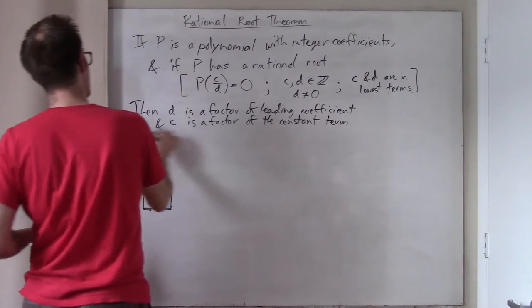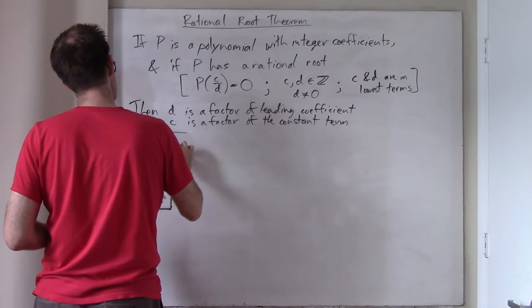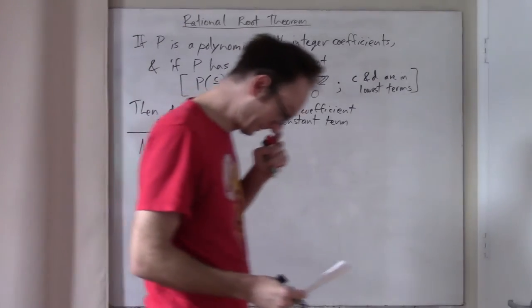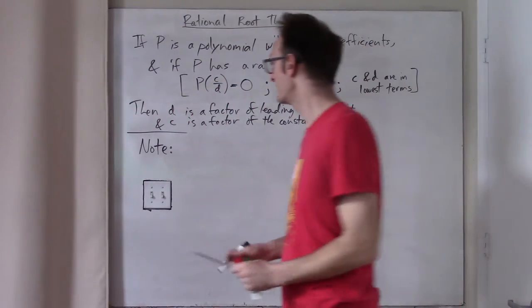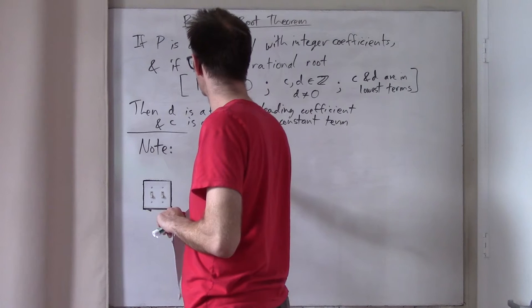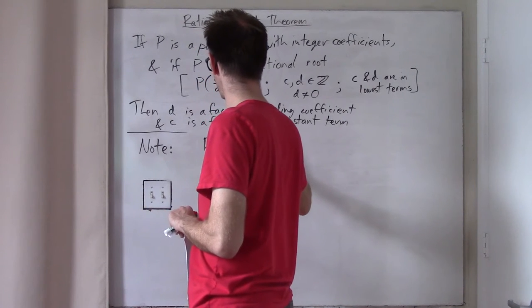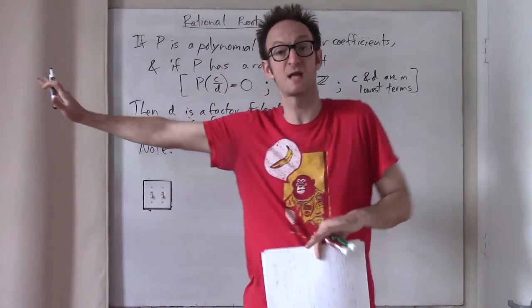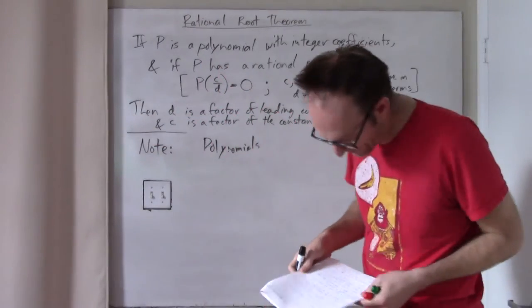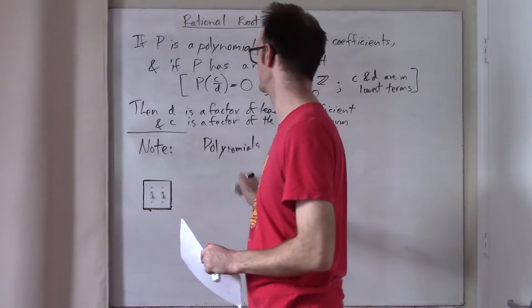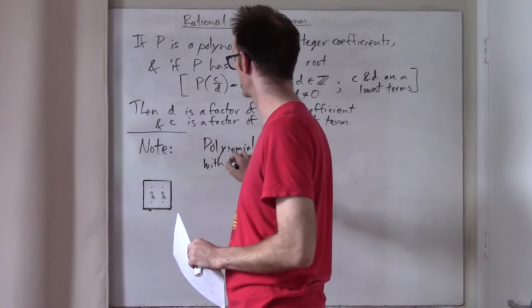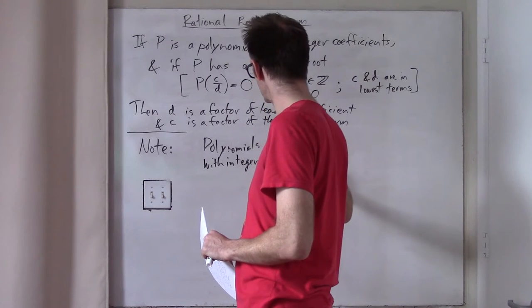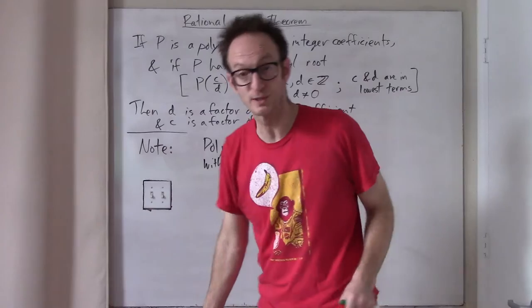Okay. I would like to make a note that this is a very restrictive theorem. First of all, it applies only to polynomials. So that's worth mentioning. This is a theorem about polynomials. So if you've got some kind of non-polynomial, this theorem has nothing to say about that. Also, it applies only to polynomials with integer coefficients. So that itself is a very restricted class of polynomials.